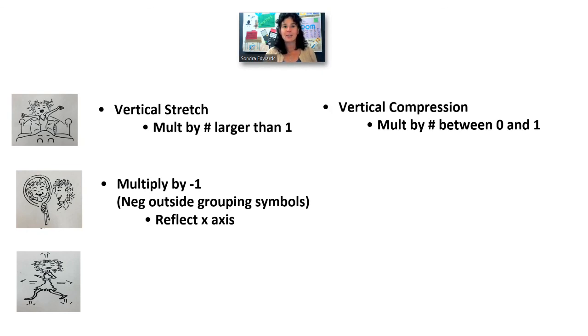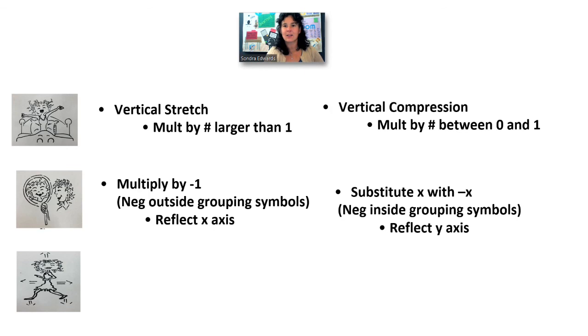Okay, then we have check your reflection before you walk out the door. So reflections come next, whether it's across the x-axis or the y-axis. But if you multiply by a -1, and usually what that looks like is a negative outside of grouping symbols, then you have reflected across the x-axis. But if x is replaced with a -x, which usually looks like a negative inside of grouping symbols, well then you have reflected across the y-axis. Danger, danger. If you have a -x inside of grouping symbols, that is going to affect something else. So we're going to table that.